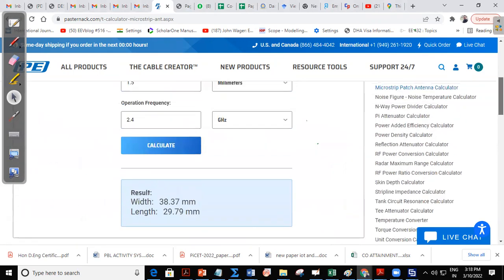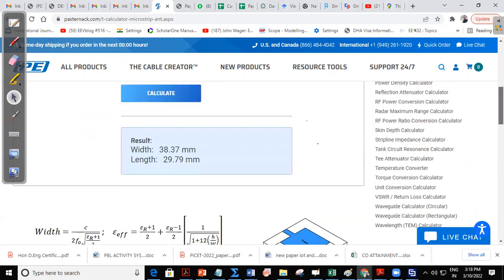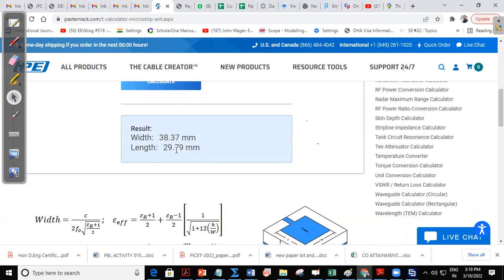So in this structure, let me directly calculate. We have the dielectric constant of FR4 material which we use. If you open this FR4, you will find epsilon r for the dielectric, the relative permittivity, is 4.3, and the height of this substrate is 1.5, which we have taken as SH. The operating frequency is 2.4 gigahertz. Calculate this, and you will find the result as 38.37 for PW, the width of the patch, and the length is 29.79. So with this, let me go to the studio.